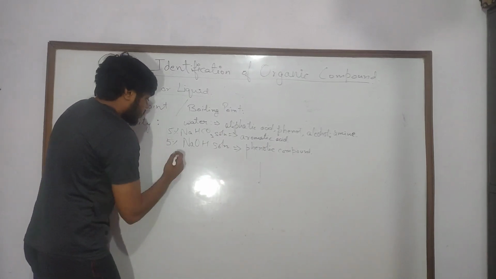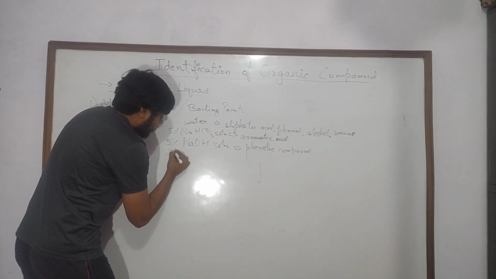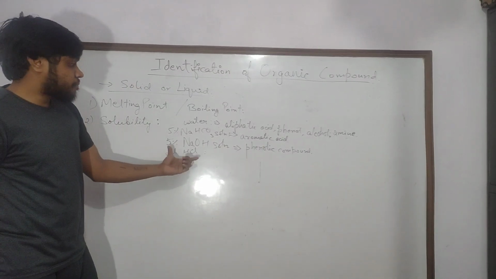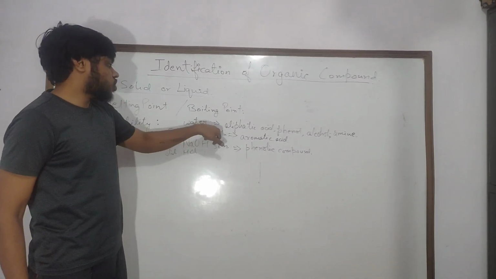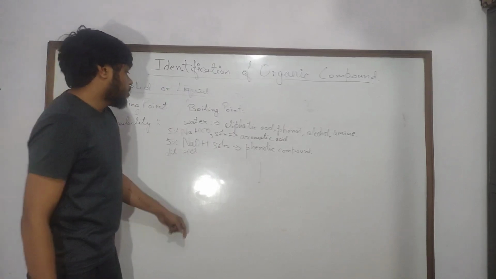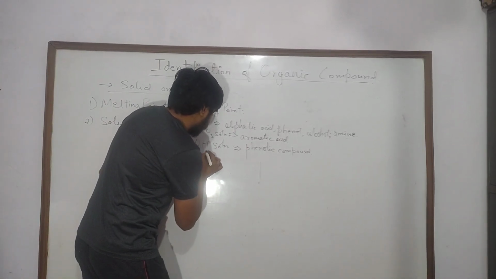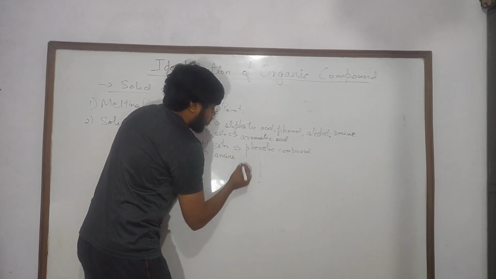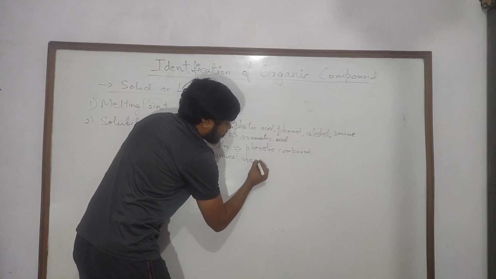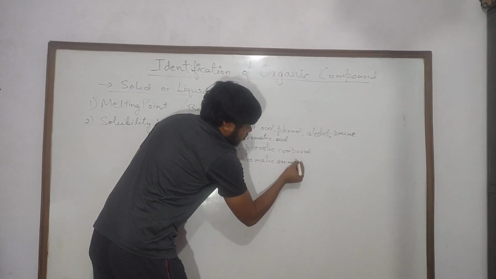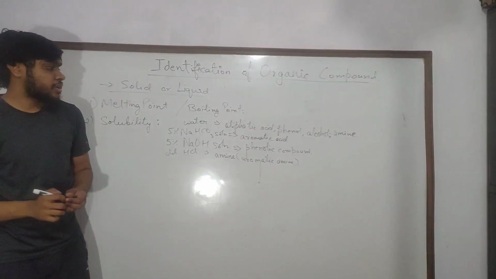The next, we check the solubility in dilute HCl. If the compound is insoluble in all the three but soluble in dilute HCl, it means it could be an amine, most probably aromatic amine, because mostly aliphatic amines are soluble in water.